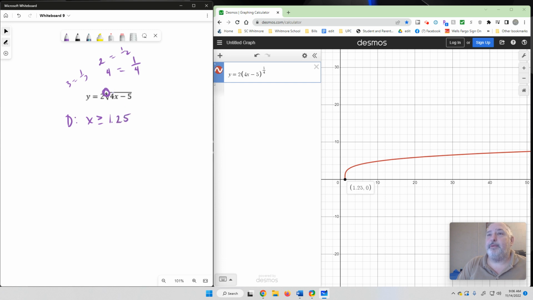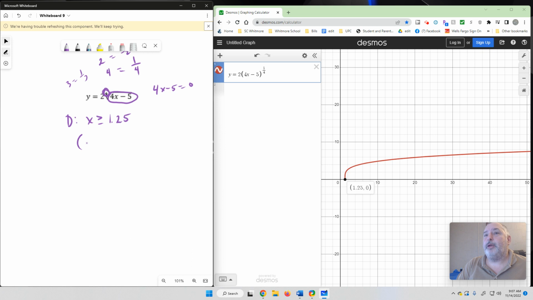And how would I find that without a calculator? I would set what's in the radical equal to 0, solve it, and you'll get the same thing. So now I can write this as an inequality, or I can write it as 1.25 to infinity. And that should be our closed bracket right there, because it's included. Now what about the range?